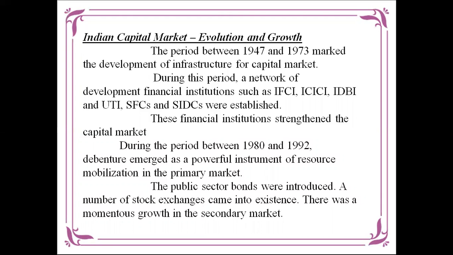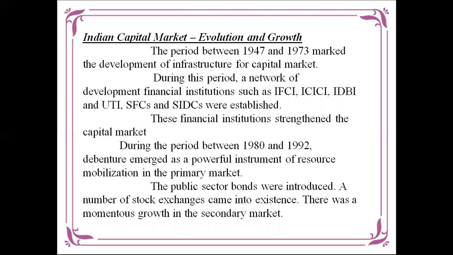During this period, a network of financial structures such as IFCI, ICICI, IDBI, UTI, SFCs and SIBCs were established. These are banking financial institutions. Importantly, they provide loans to the industrial sector. These financial institutions strengthened the capital market and became the backbone of the capital market.